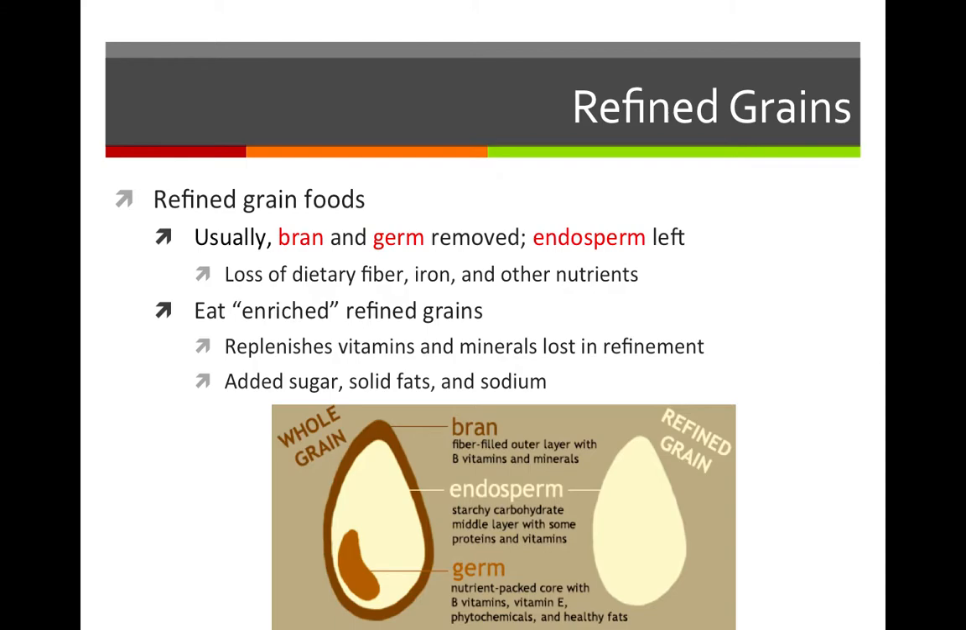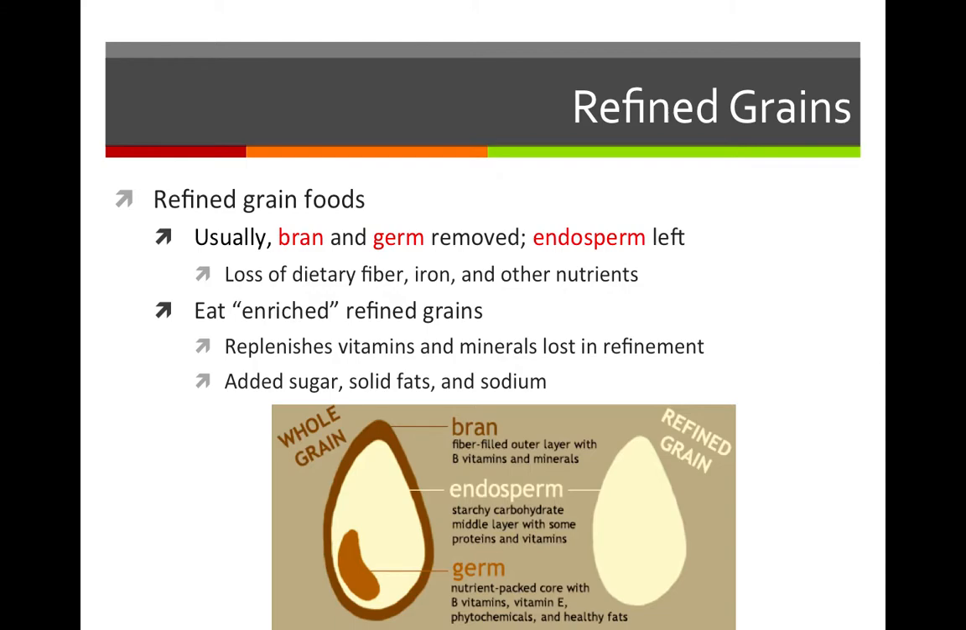Okay, so what is a refined grain? Because you probably have heard this mentioned before. A refined grain is used to describe grains that are not whole because they're missing one or more of their 3 main parts, the bran, germ, or endosperm. The bran is the outer layer of the grain kernel and contains antioxidants, B vitamins, and fiber. And the germ, which is the plant embryo, contains B vitamins, protein, minerals, and healthy fats. So when these are removed during refinement, many nutrients are unfortunately lost.